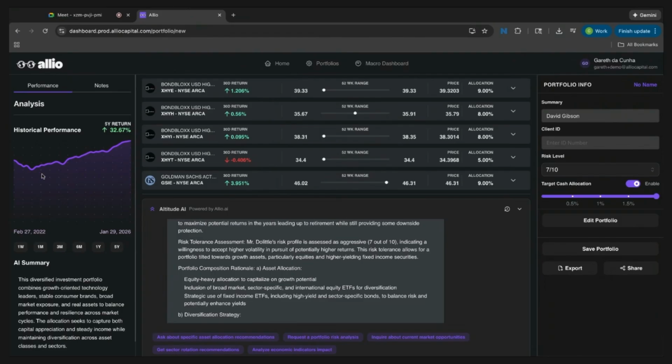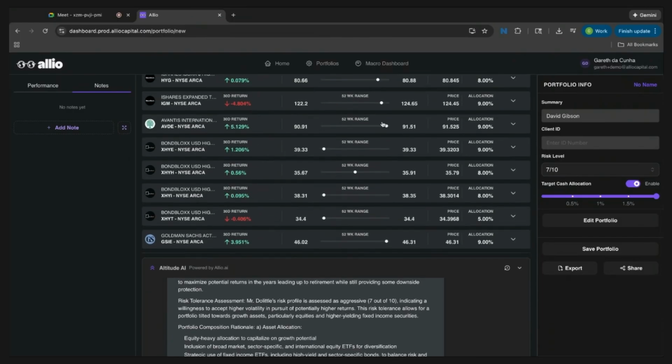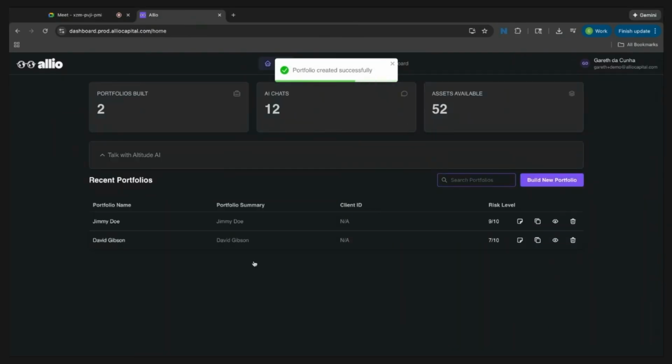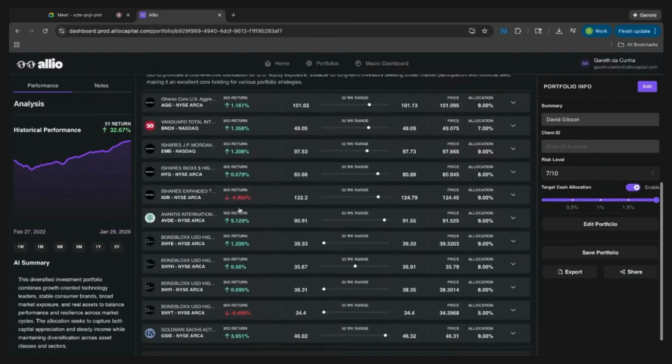Another thing I'd highlight is it can show the historical performance of the portfolio, right? So if you want a little bit more juice or a little bit less juice in the portfolio, you can dial that up. And then you can add a personal note for yourself. The reason I bring that up is I named this portfolio David Gibson, and I'm going to save the portfolio. Then immediately I can come back to it. Right here, I can click into David Gibson and pick up exactly where we left off.